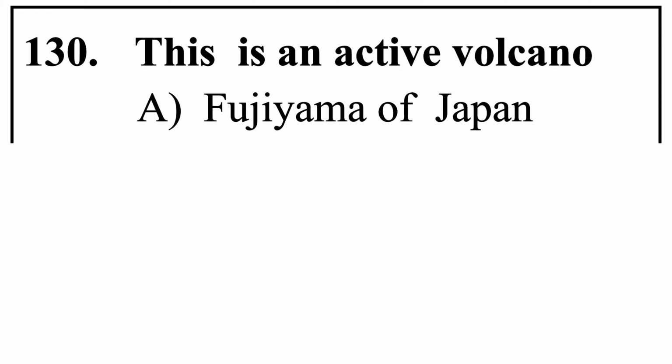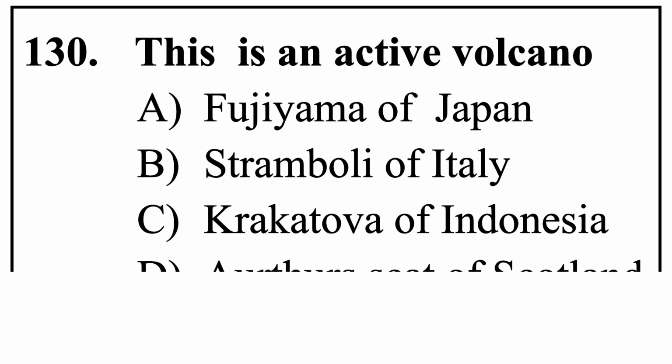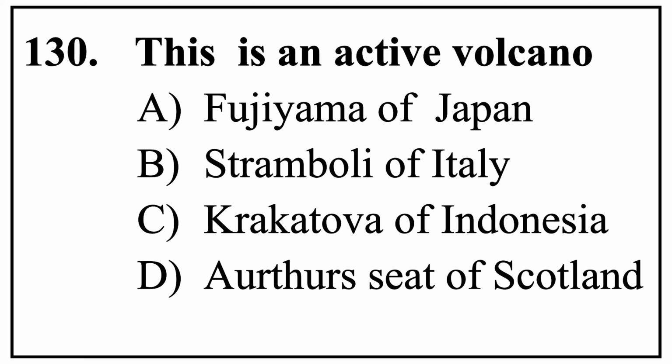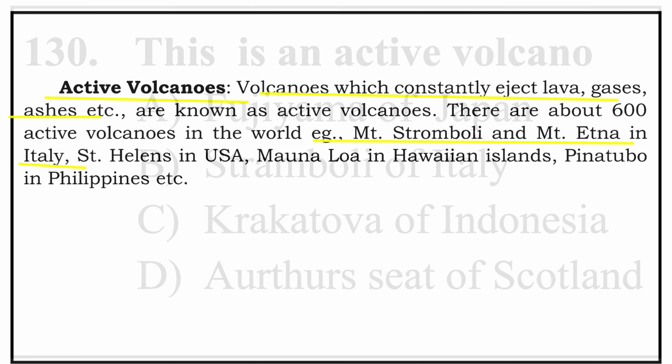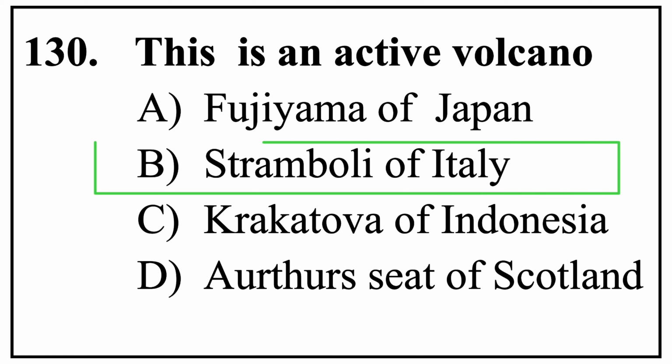130. This is an active volcano. Options are A. Fujiyama of Japan. B. Stromboli of Italy. C. Krakatoa of Indonesia. D. Arthur's Seat of Scotland. Here is the answer. Volcanoes which constantly eject lava, gases and ashes are known as active volcanoes. Example: Mount Stromboli and Mount Etna in Italy. B option is right. Stromboli of Italy.